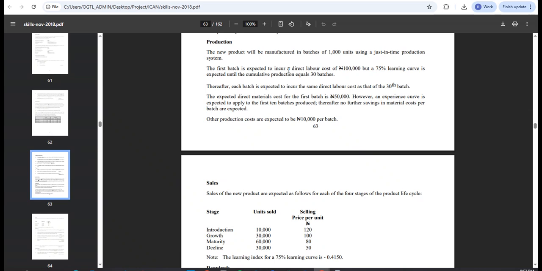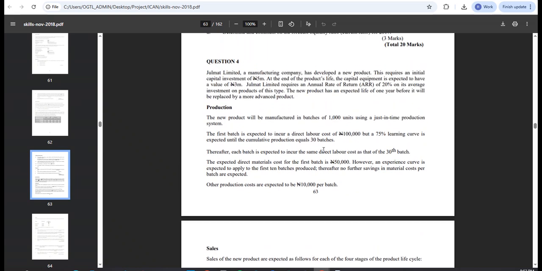I think it's batch 10, sir. No, the line that you highlighted, no, in the first place, you say we are experience curve. The expected direct material cost for the batch is 50. However, I mentioned that we are not focusing on material. The question is asking us for direct labor, not material. I mentioned that. Okay, I get it now, sir. No, no, it's fine.